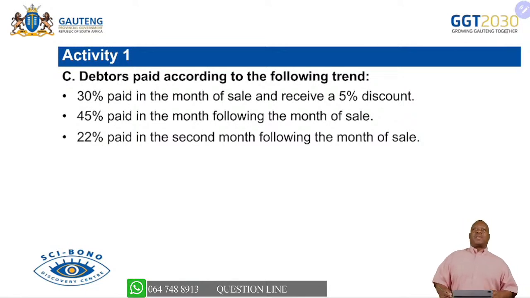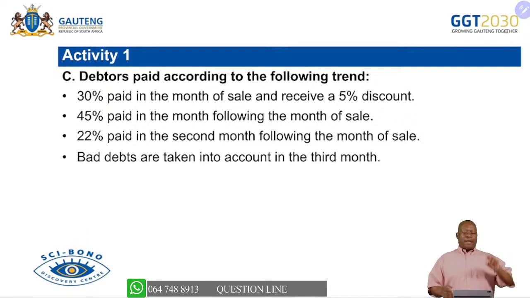30% in the month of sale, 45% in the month following, and 22% in the second month. Now, if you add those percentages, 30 plus 45, that's 75, plus 22, that's 97. It means there is a missing 3% there. Please take note of that.